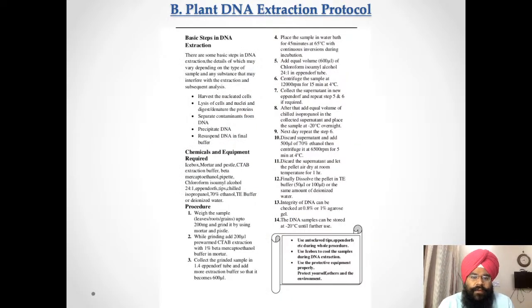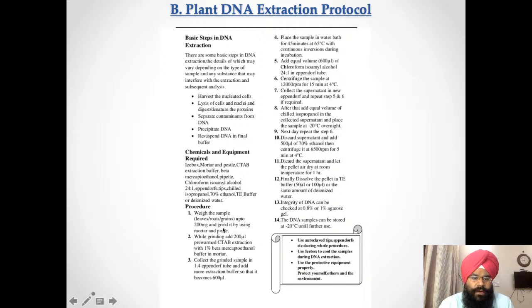So in the lab, if you enter, this is one of the protocols that they will give you, that you have to follow for extraction of DNA. And basically you can use it for anything, plant or animal. You just have to extract DNA. So you harvest the nucleated cells first, then lyse the cells and nuclei, digest and denature the proteins, separate contaminants from the DNA, precipitate the DNA, and resuspend the DNA in the final buffer that you are looking for.